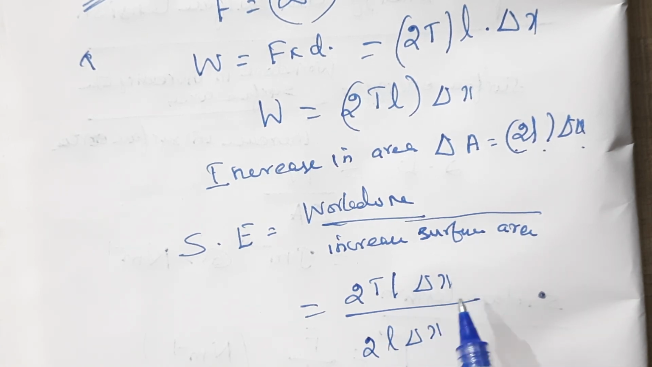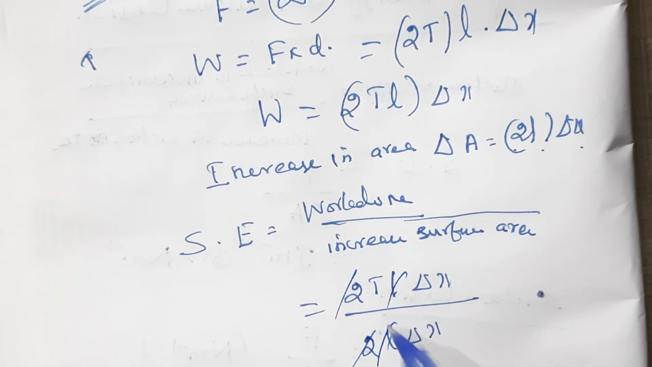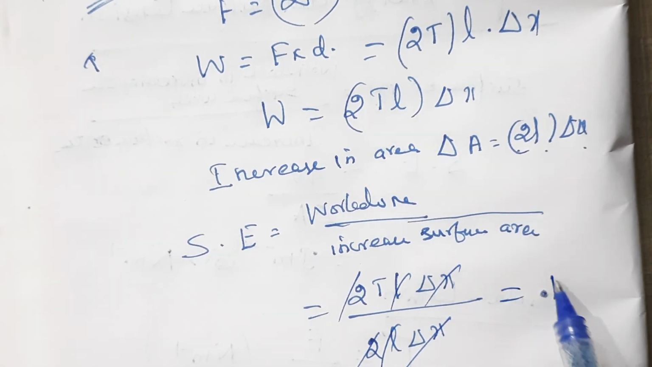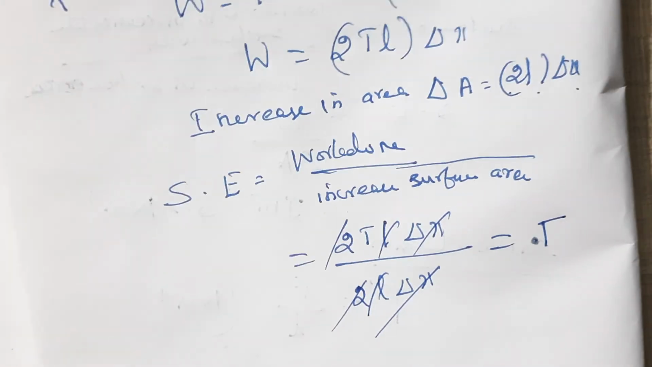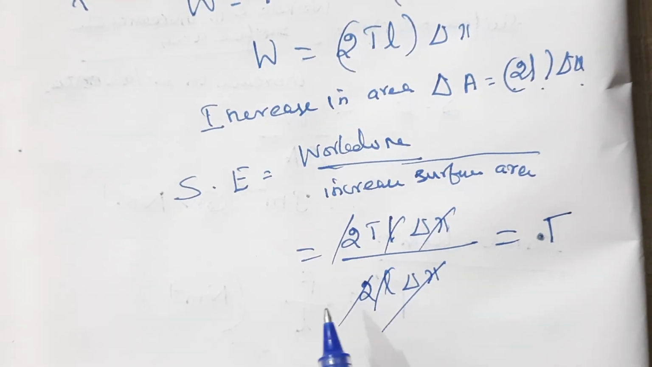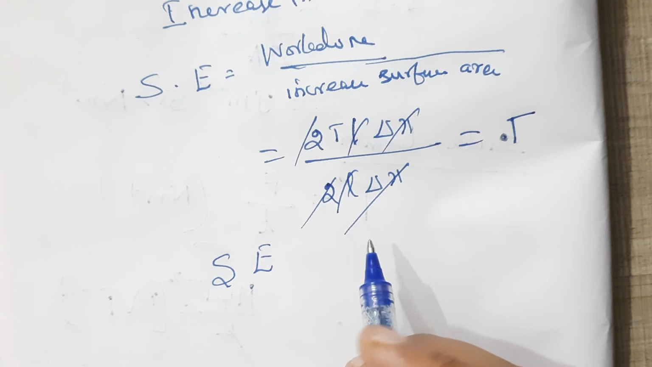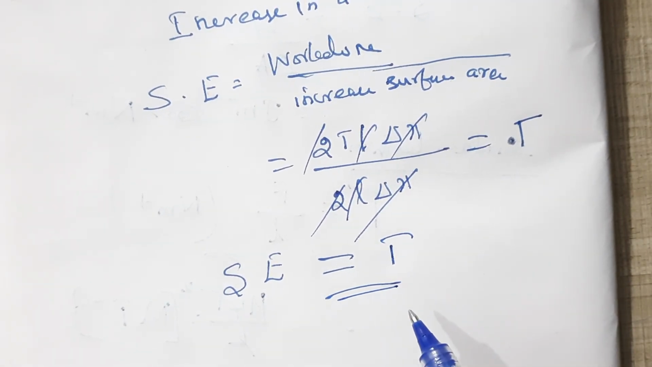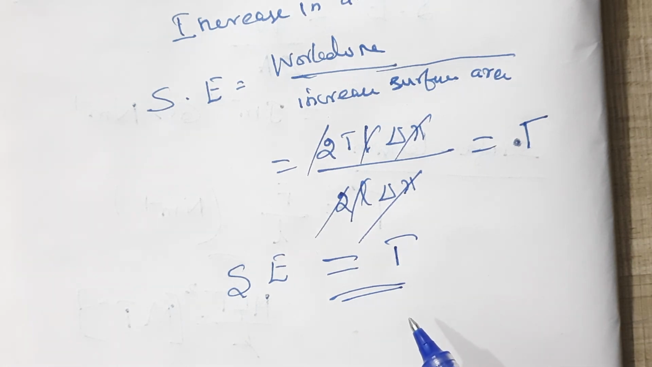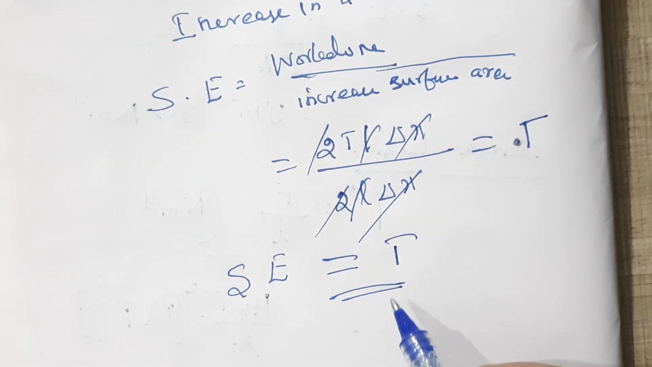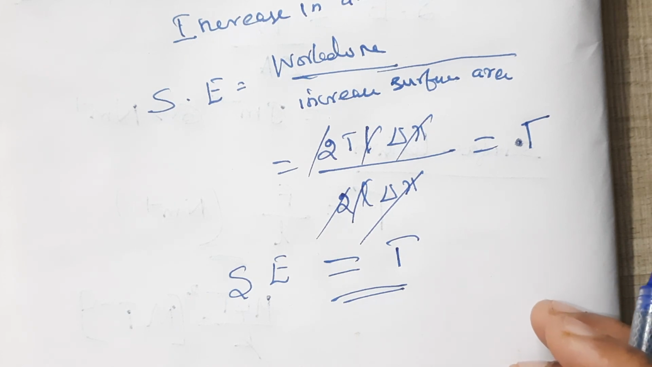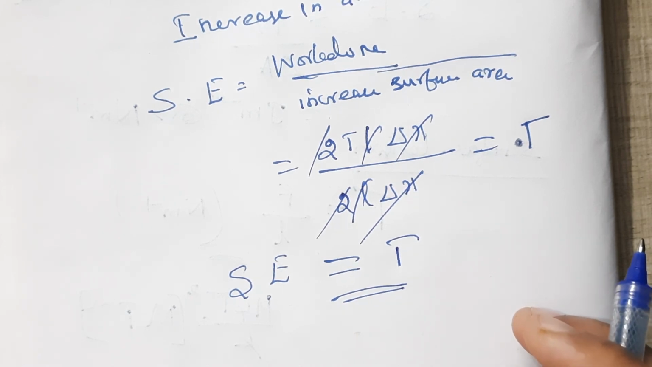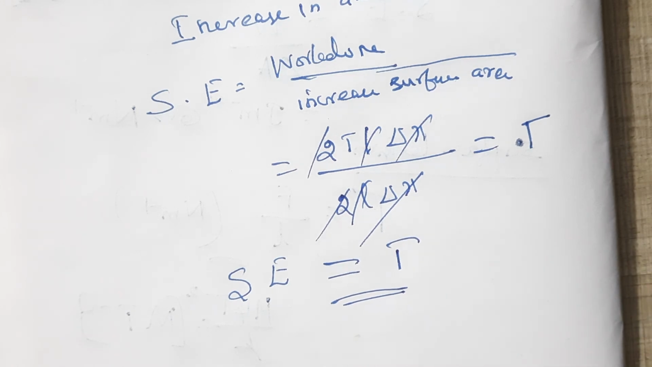Now 2 gets cancelled, L gets cancelled, delta x gets cancelled. The answer is T. So surface energy per unit area of the surface is numerically equal to the surface tension. Surface energy per unit area of the liquid is numerically equal to the surface tension of the liquid. Understand? This is the relationship between surface tension and surface energy.